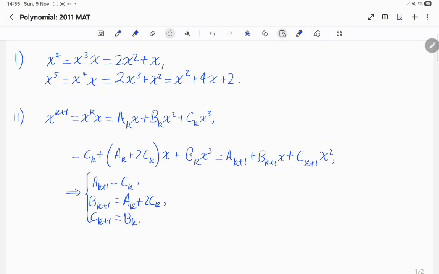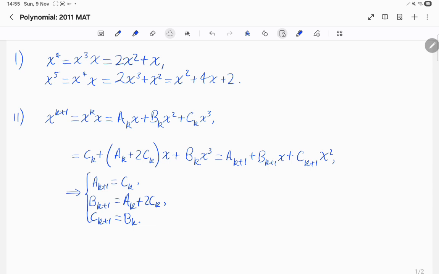Now we can move on to part 2. Firstly, we'll write that x to the k plus 1 is equal to x to the k multiplied by x, and therefore that is equal to akx plus bkx squared plus ckx cubed.